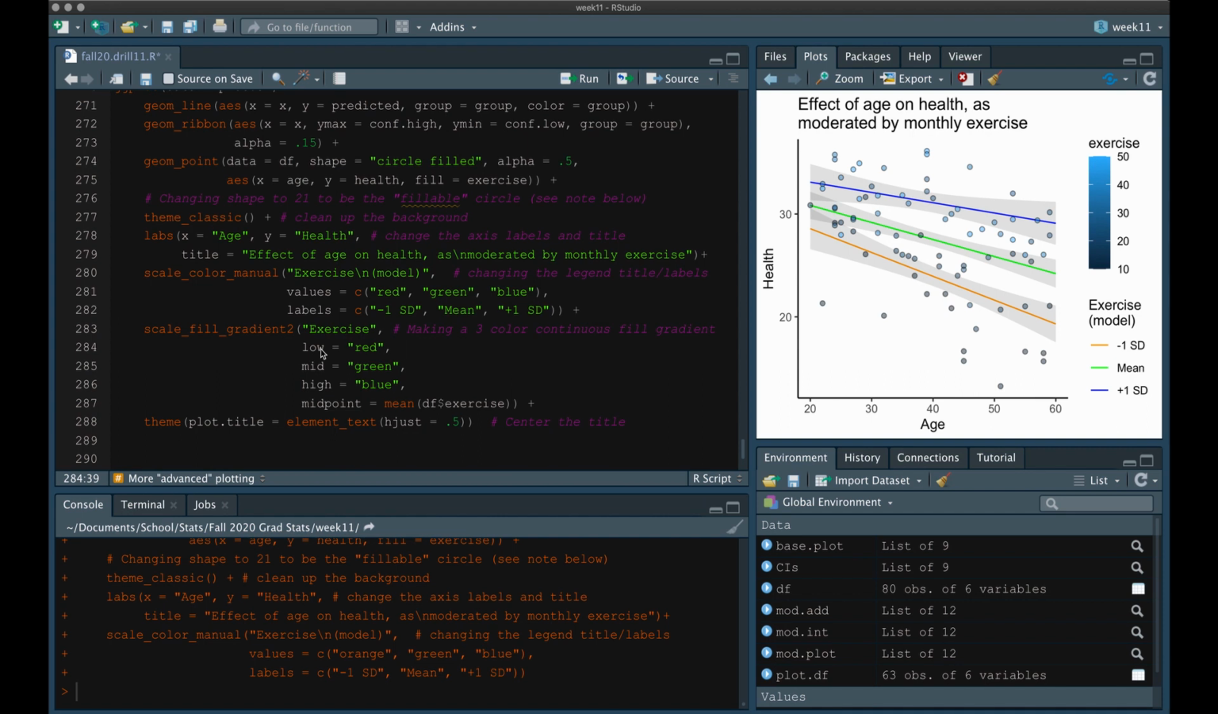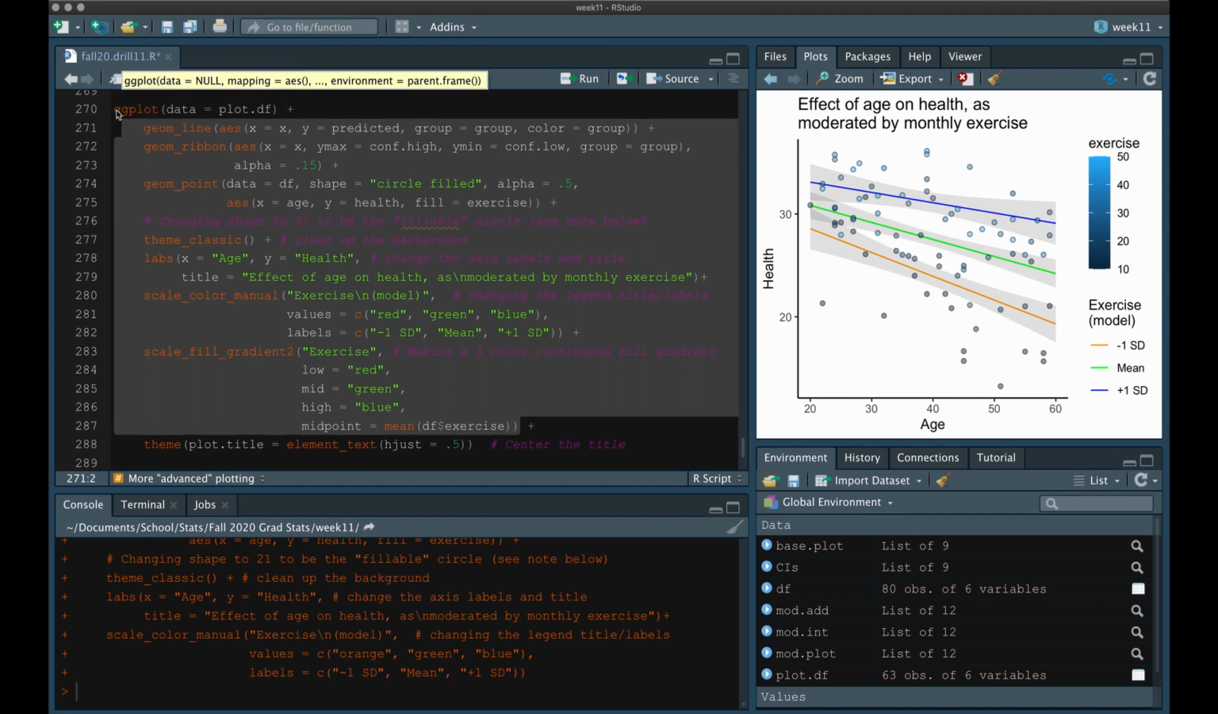Now, what scale fill gradient 2 does is instead of having a gradient that fades from dark blue to light blue or whatever colors you pick, and fade from red to green, I want it to fade from 3 colors. So I want the low to be red, green in the middle, and blue towards the top. So fade from red to green to blue. And then you also have to give it a midpoint argument where you tell it what is the value of green? And so it'll automatically spread itself between the 3 colors. It just needs to know what to set as its midpoint. So I'm telling it that I want the mean of exercise to be the midpoint.